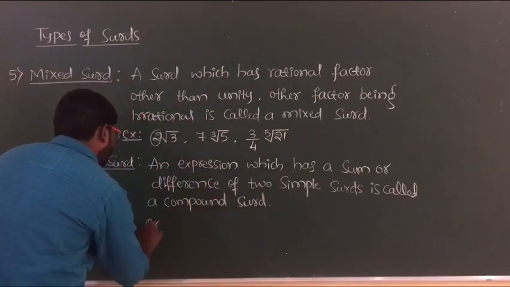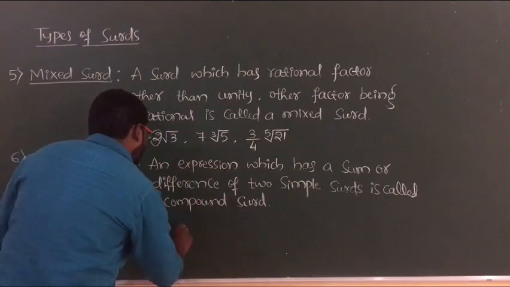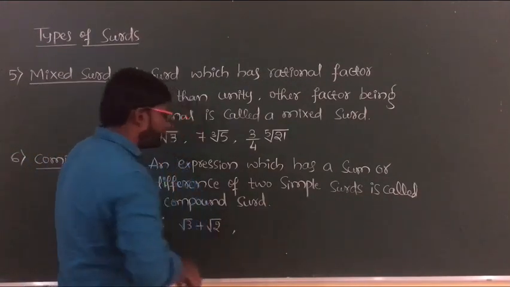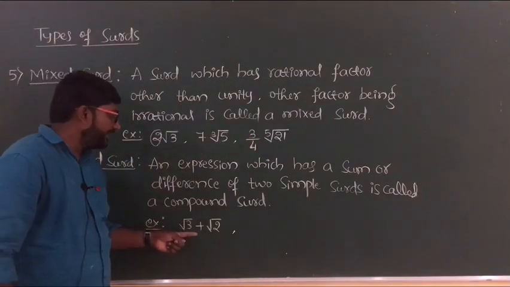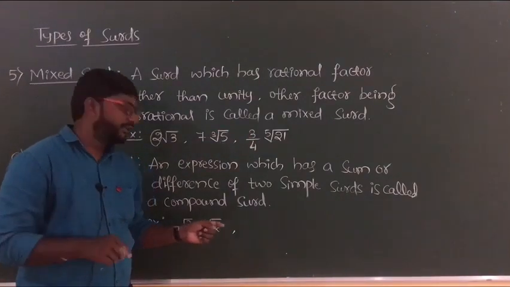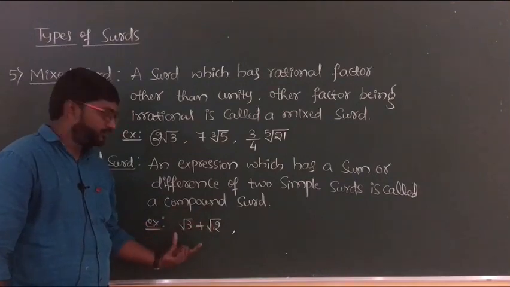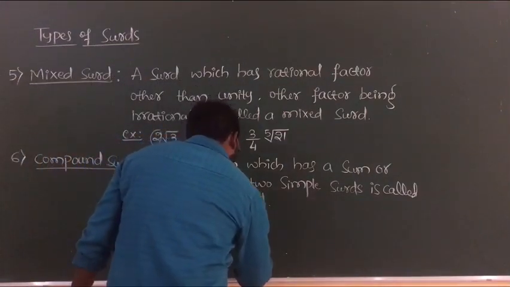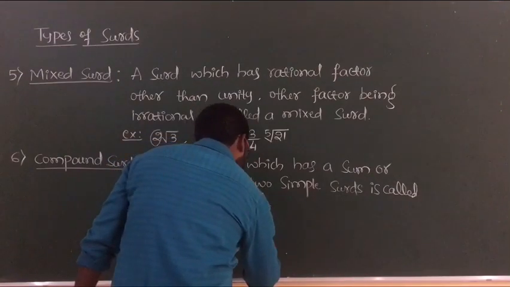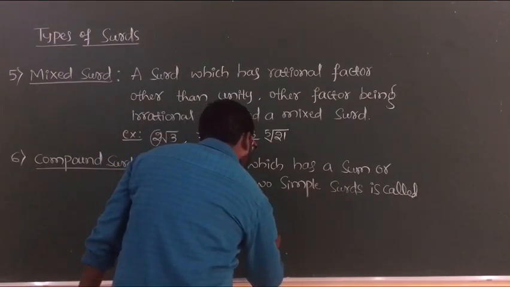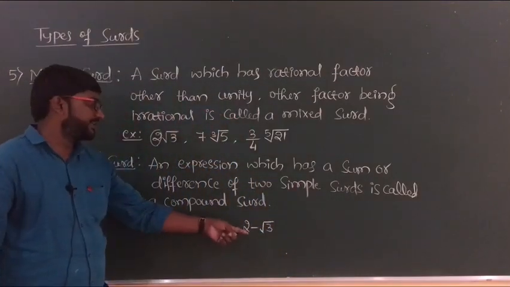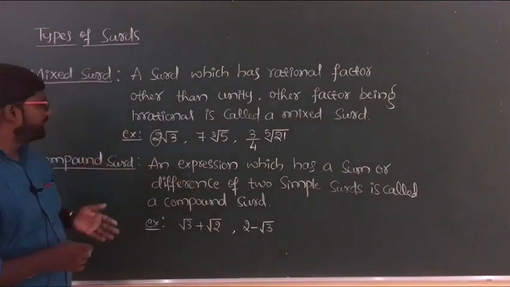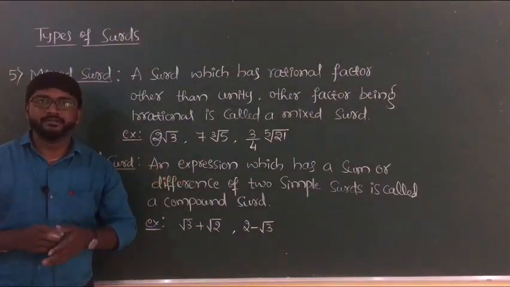The examples are root 3 plus root 2. So here root 3 and root 2 are the simple surds, and here we have the sum. So this is a compound surd. You can give another example now: 2 minus root 3. So this is an example for compound surd. So this is all about the mixed surd and the compound surd.